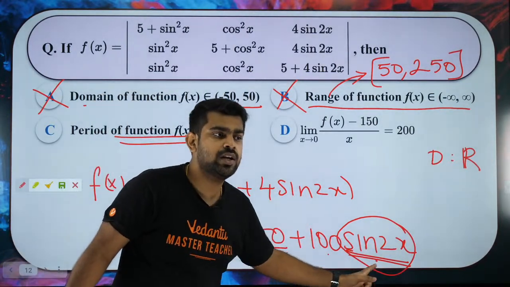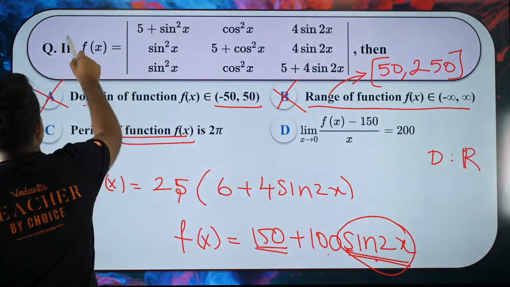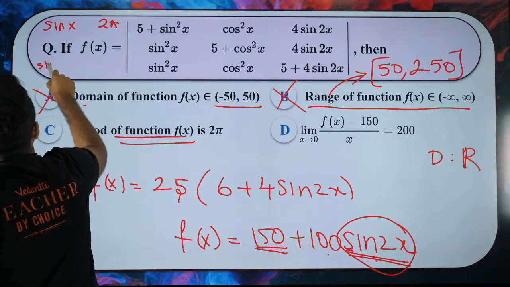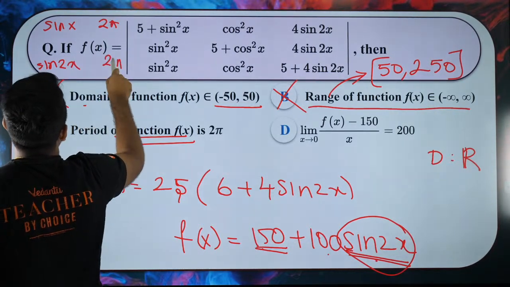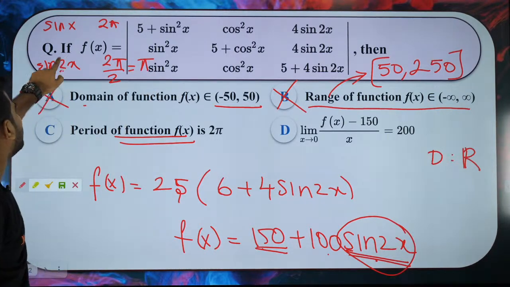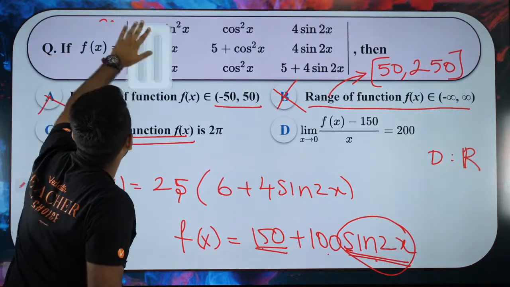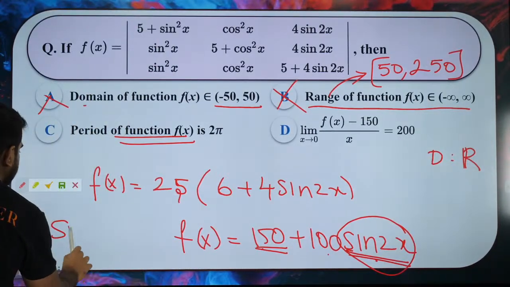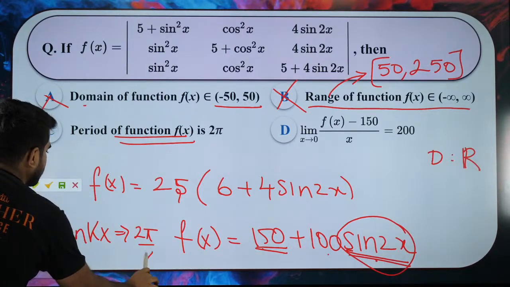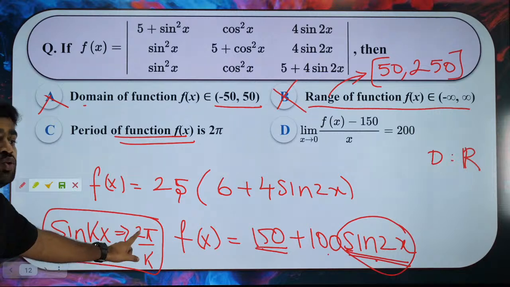Worry about sin 2x. So sin 2x period is what? Sin x period is 2 pi. But sin 2x period will be 2 pi by 2, which will be pi. Whenever you multiply x in sin x by some k, the period will become 2 pi by k. Got it? So the period of sin kx is equal to 2 pi by k. This is a formula, you can note it down.